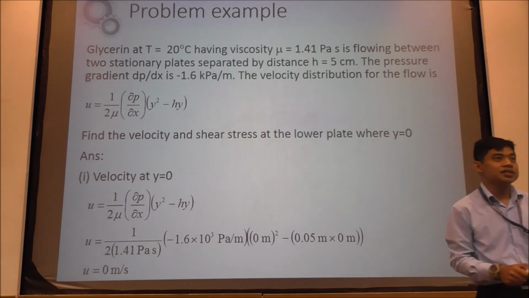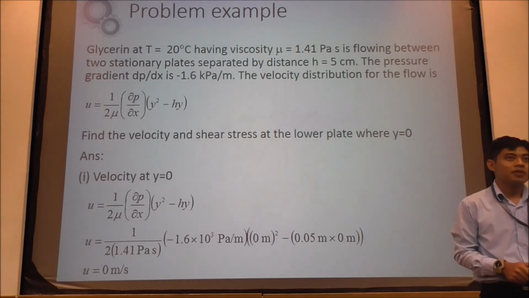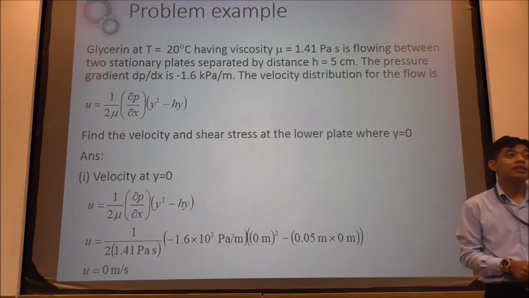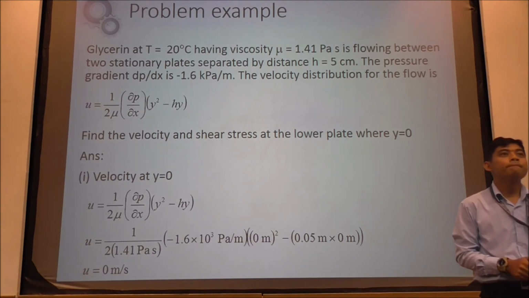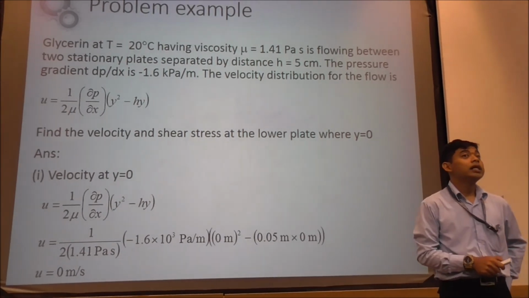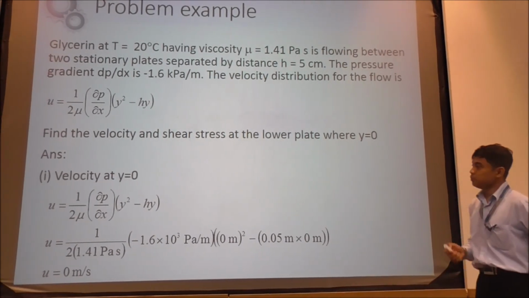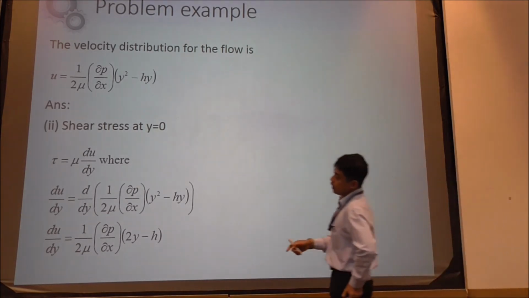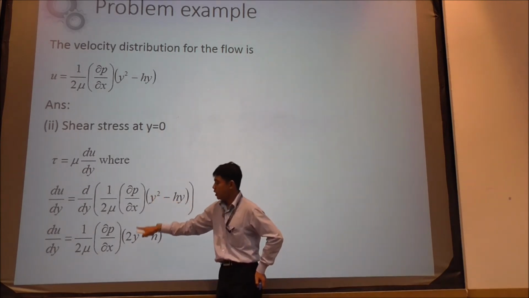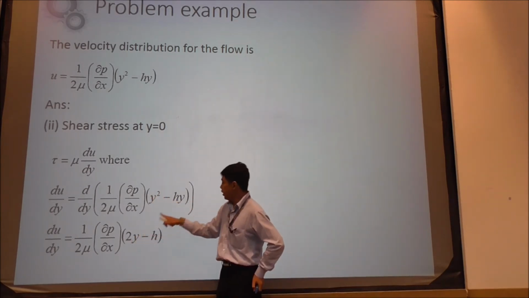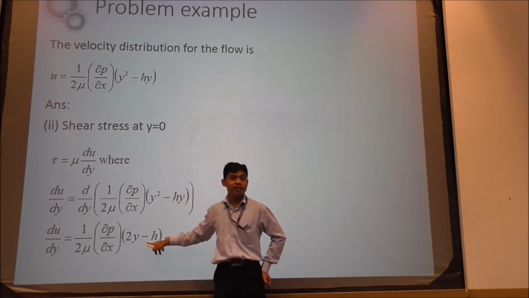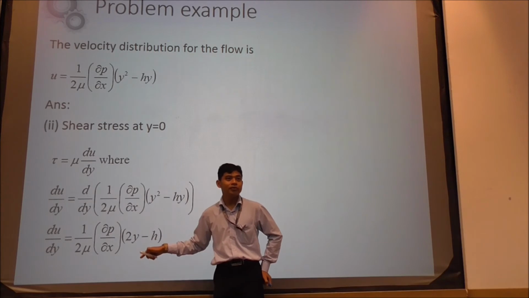What happened to the shear stress? Do you remember the definition of shear stress? Tau is equal to mu du over dy, which means you need to find du over dy. When you take du over dy, this y square becomes 2y, the hy becomes h. As simple as that. Now you can plug in all the values, right?